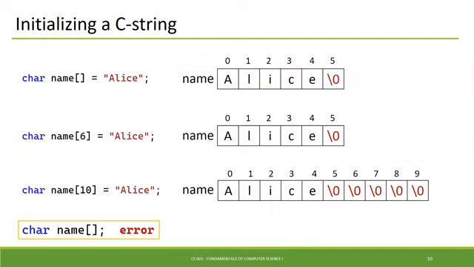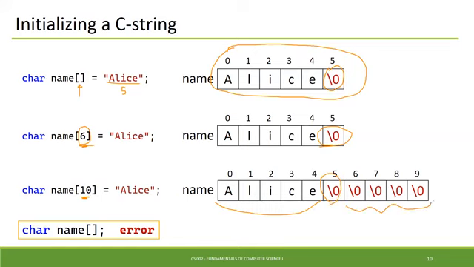Okay, so let's talk about this. It's the same thing here. Alice, no size. The compiler will count: there are 5 letters, right? Then the computer will create 6 spaces, because we need a null character here. Look at this one. This is okay. If you have 6, then there is a space for the null. If you have 10, then 5 spaces for Alice and 1 for the null, and the rest will be filled with the null character, just like 0. And this is an error.